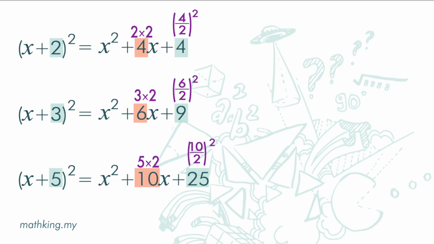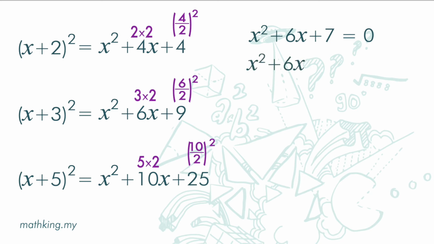Let's look back at this equation again. We can move this 7 to the right hand side first. And then we want to find what's the number there that we must add so that we get a square. From here, we can see that we can add 3 square. We get this 3 by dividing 6 by 2.